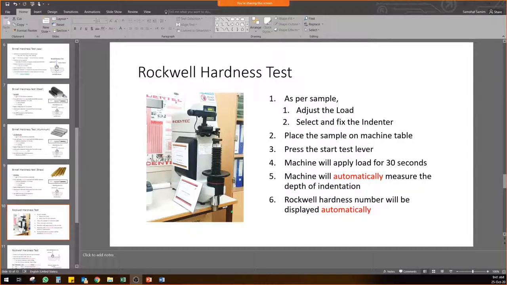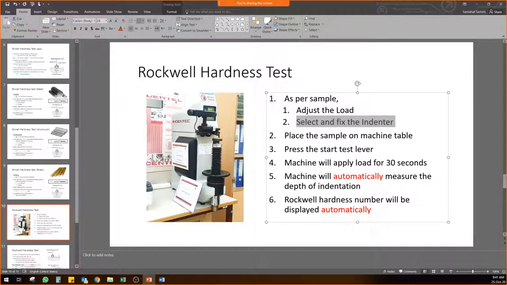Okay, after finishing with the Brinell hardness test, which we just did, we can proceed with the Rockwell hardness test now. This Rockwell hardness test is a little bit simpler. It's kind of following the same procedure. As you can see, as per sample, we need to adjust the load. So this is the same as Brinell.